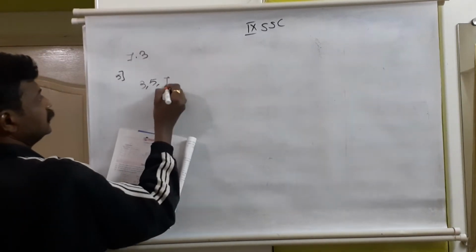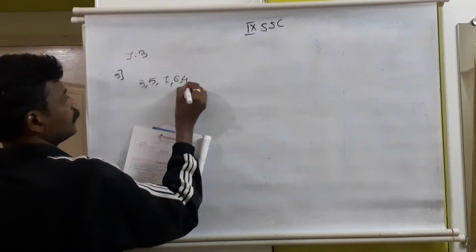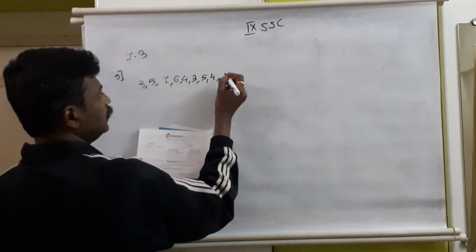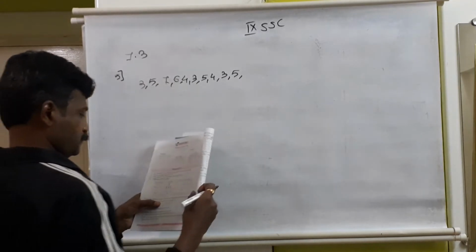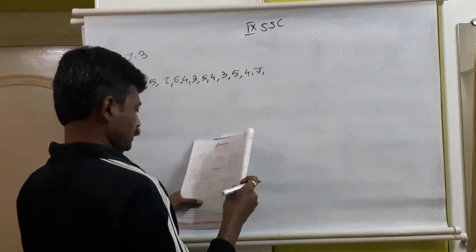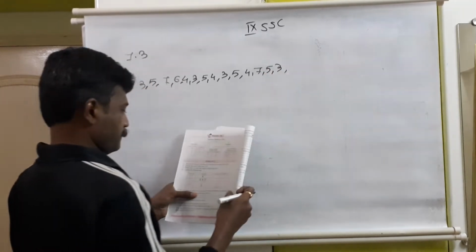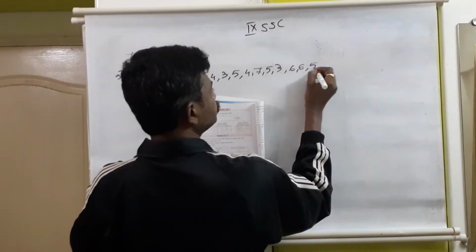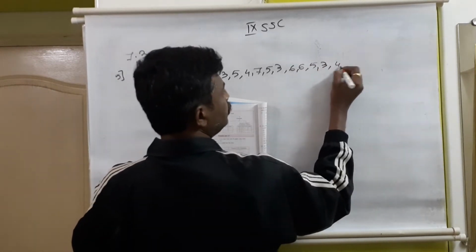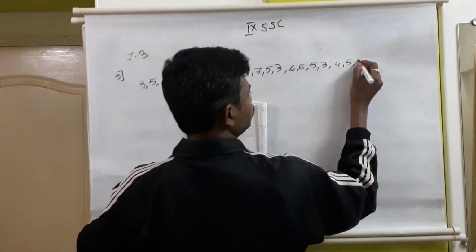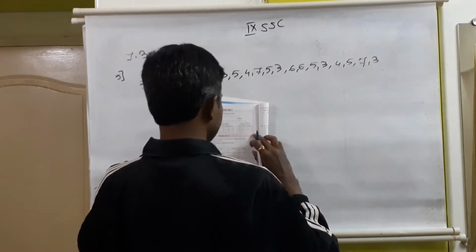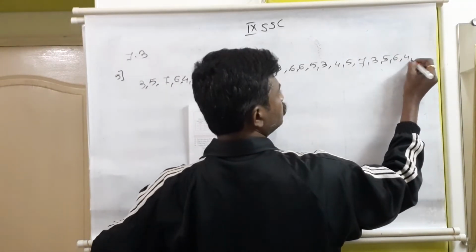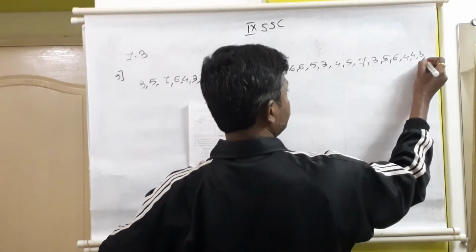So 3, 5, 7, 6, 4, 3, 5, 4, 3, 5, 4, 7, 5, 3, 6, 6, 5, 3, 4, 5, 7, 3, 5, 6, 4, 4 and 3. This is the first line.